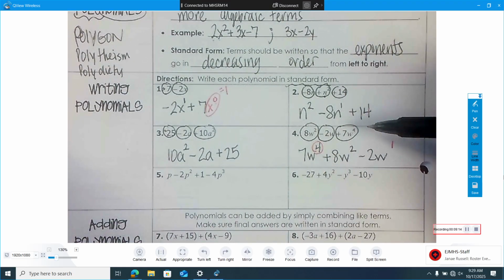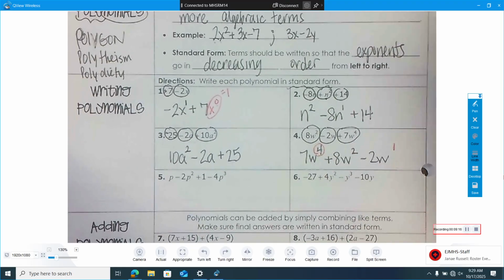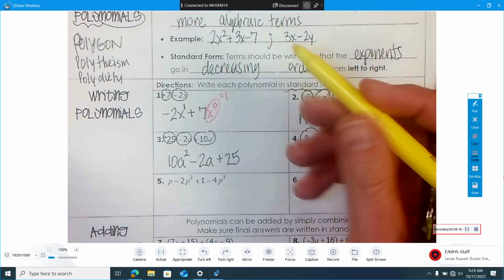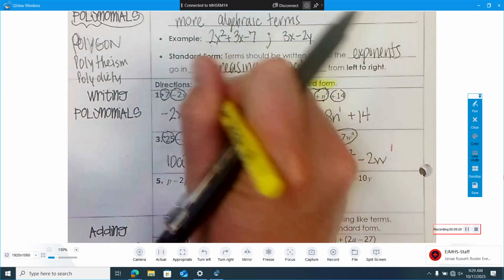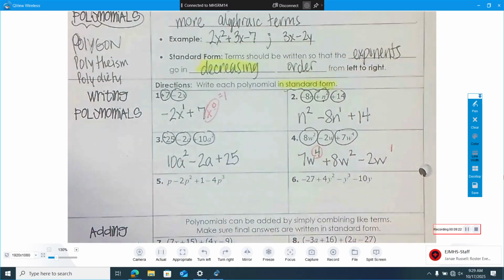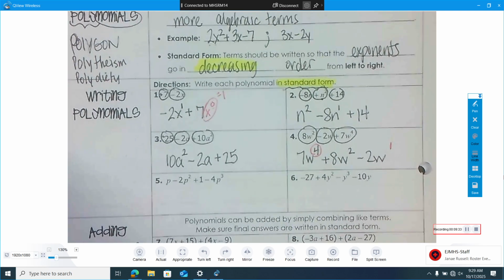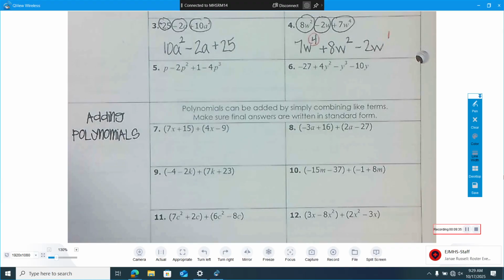Is there anything hard about this, or are we just rearranging? Just rearranging, okay? So this is in standard form. All we're doing is writing them in decreasing order, okay? So that's all we're doing there. Now, that's the easy thing. Just sort of rearranging. Do you need to do one more? No. No? Okay. So, now, adding polynomials.